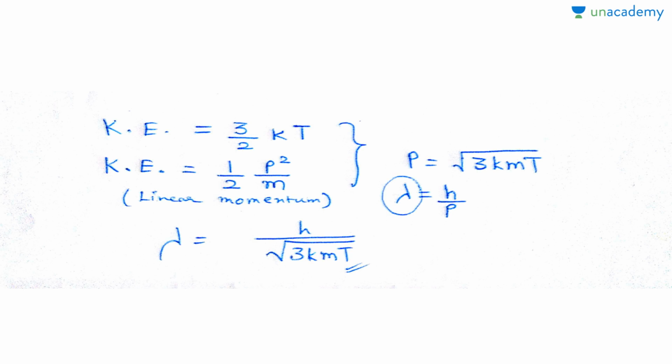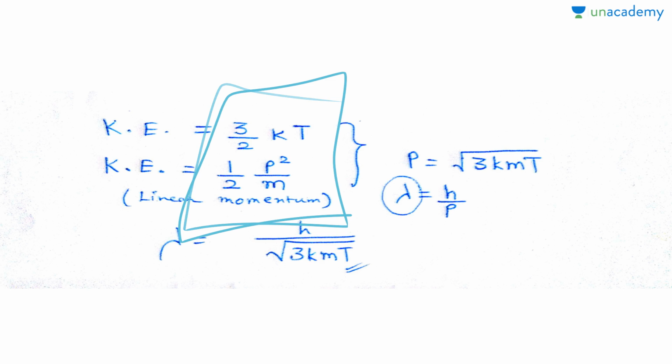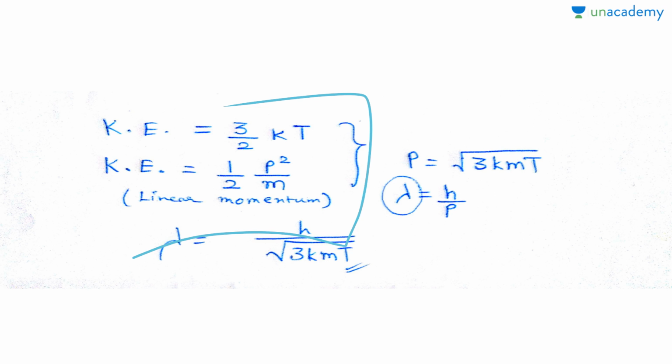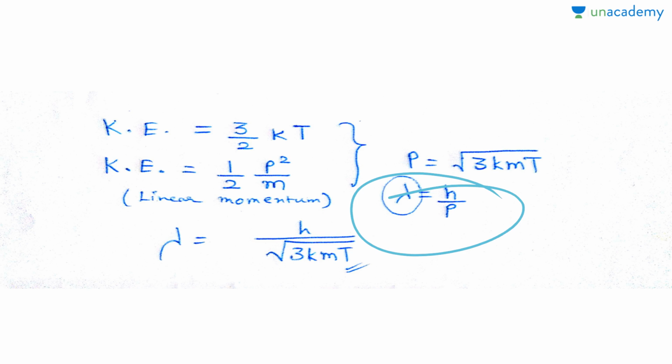We have one formula for kinetic energy, 3/2 kT, where k is the Boltzmann constant. Yet another formula with linear momentum: kinetic energy is equal to p squared by 2m. Now equating these two, we'll get a value for p, that is under root 3 m k T. Now we all know that lambda is equal to h by p, where h is the Planck's constant.